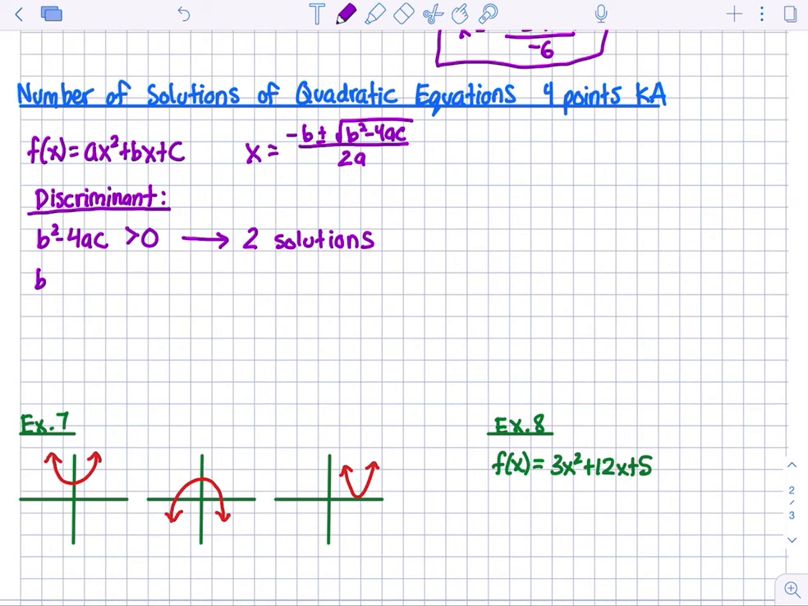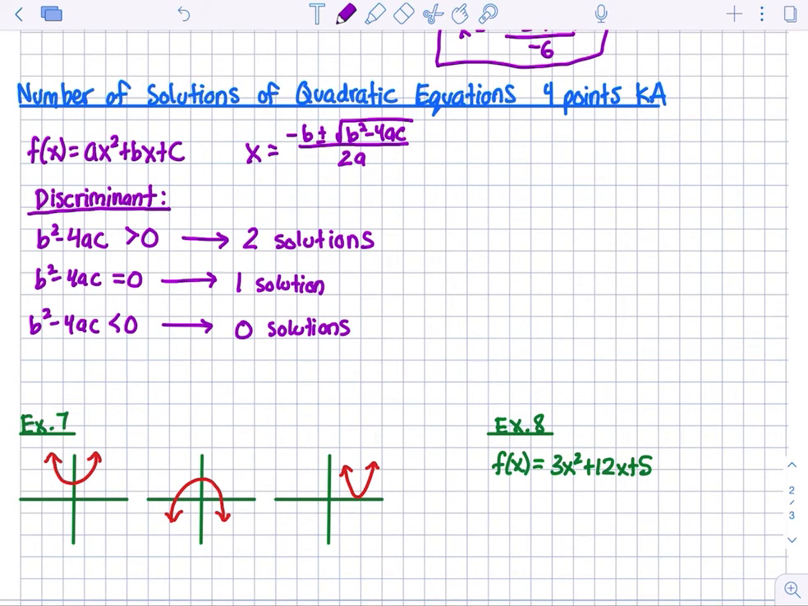If your b squared minus 4ac is equal to 0, then that means you only have 1 solution, which means you only have 1 x-intercept, 1 root, 1 zero, or 1 place that crosses the x-axis. And if your b squared minus 4ac is less than 0, that means you have 0 solutions, which means you don't have any x-intercepts, you don't have any roots, or you don't have any zeros.